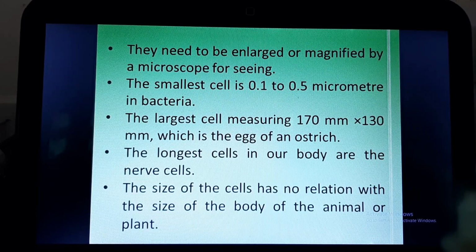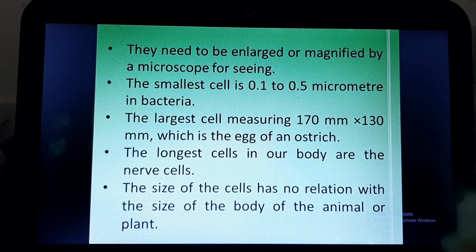The longest cell in a human body is the nerve cell. Now, the size of the cell has no relation with the size of the body of the animal or the plant. That means, if an animal is big in size, like for example an elephant, you may think that the size of the cell of the elephant will be bigger, and the size of the cell of a rat or a mouse will be smaller. It is not true; the size of the cell does not depend upon the size of the animal.